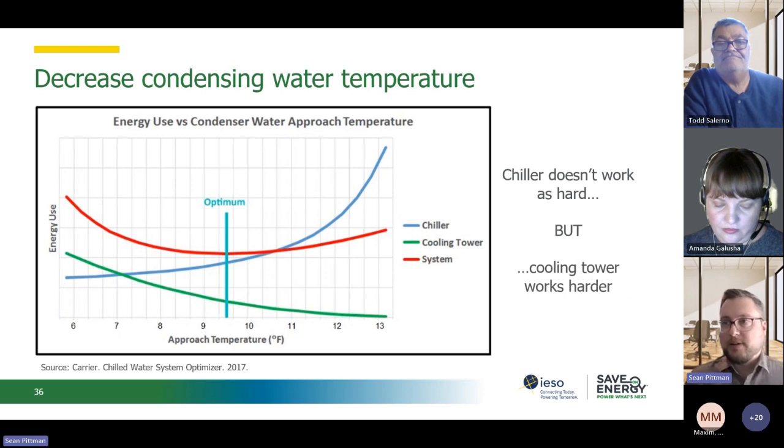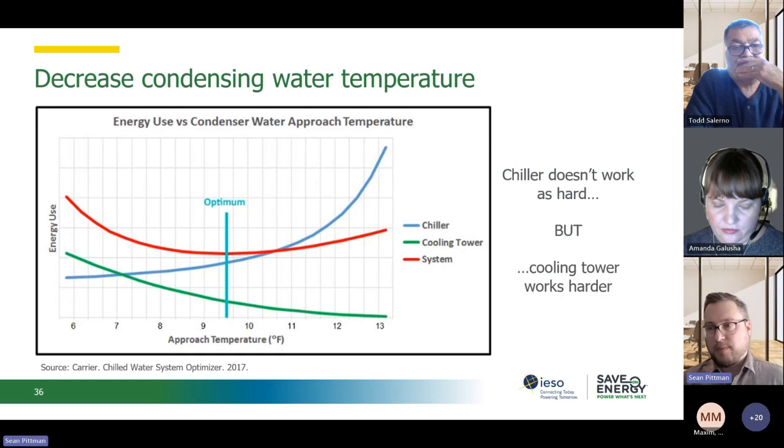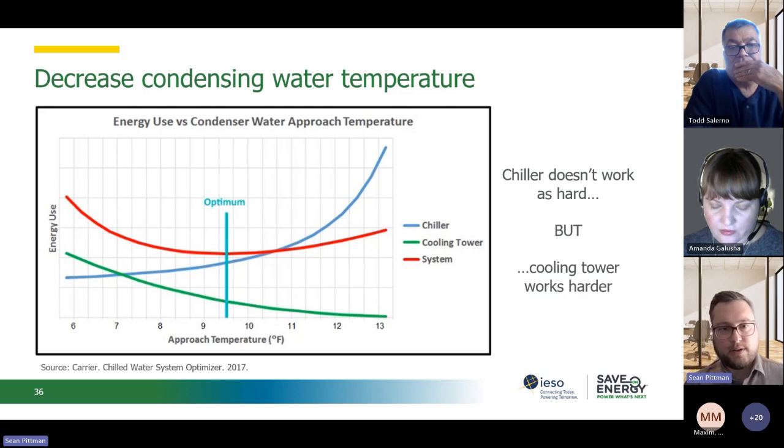On the other side, we can decrease condensing water temperature. Similarly, as we move from right to left now, the chiller energy consumption will go down as temperature goes down, but the cooling tower must work harder to maintain that same Q. So again, it's a trade-off. Again, we're trying to find that lowest part of the curve here, and understand that there are impacts to different components when we change these temperatures.